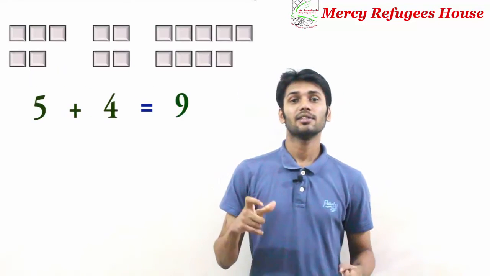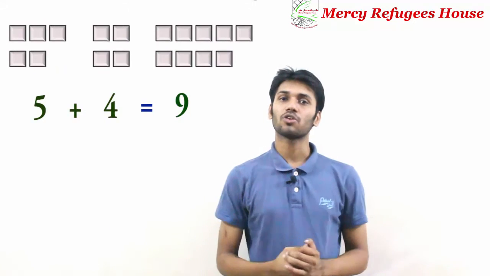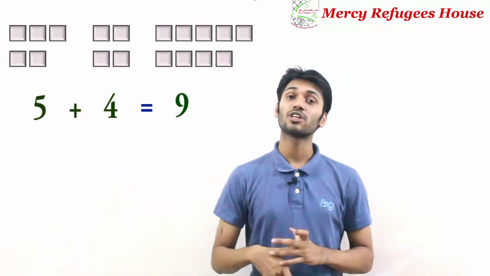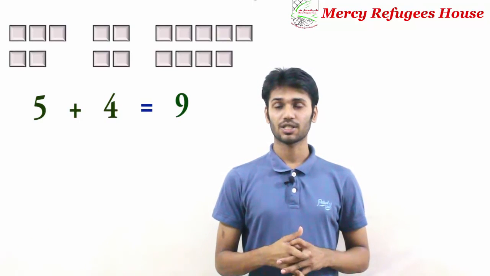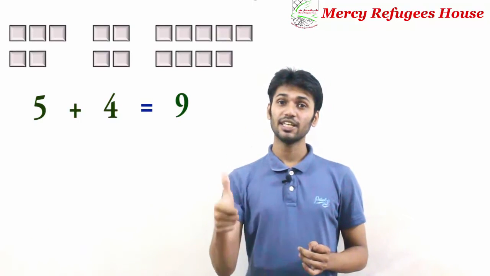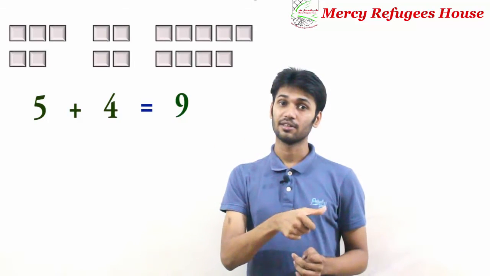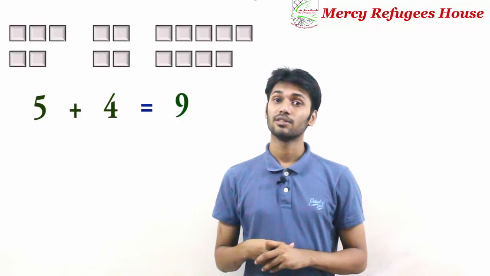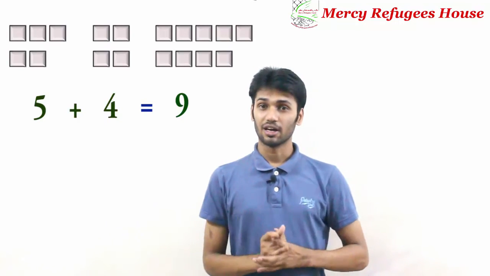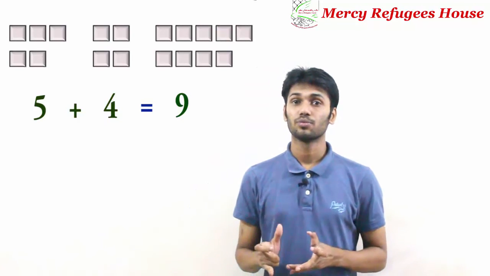Go to the next page. Here you can see 5 blocks plus 4 blocks. How many blocks would there be? There would be 9 blocks. That means 5, 6, 7, 8, 9. After 5, counting 4 more, there would be 9. So to illustrate it to the student more clearly, you could go to the next picture.